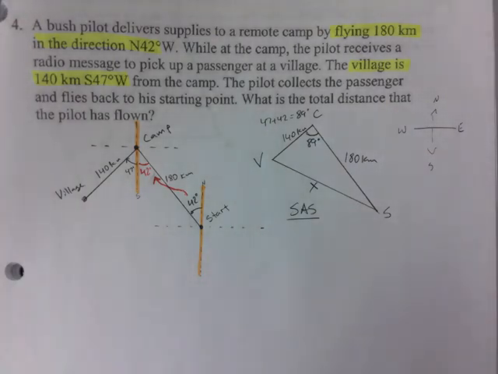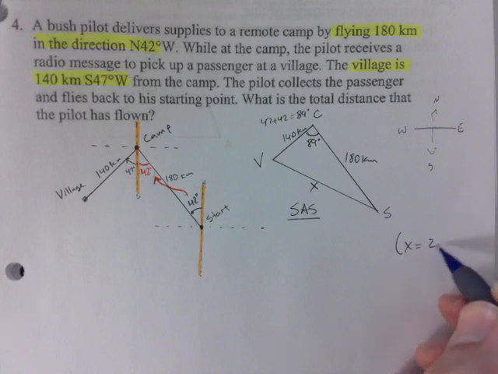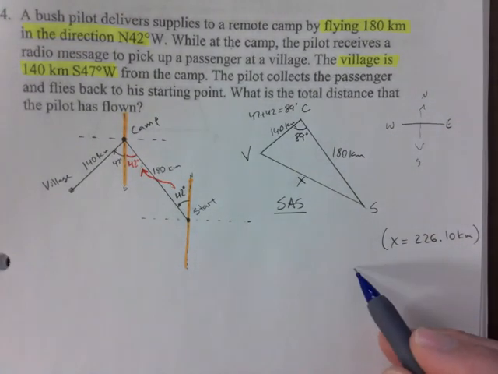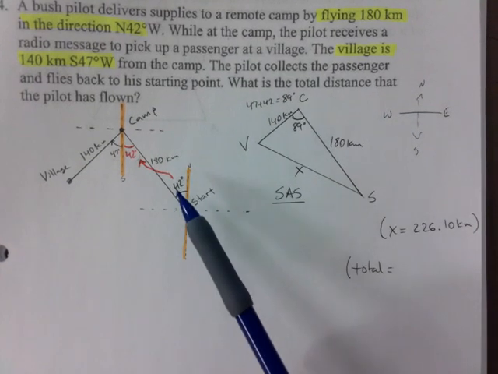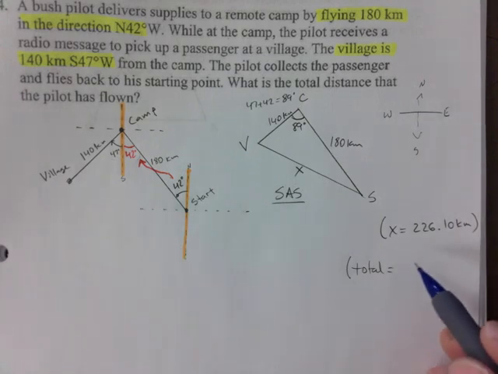Here it is. So x, I'm just going to give you that x is equal to 226.10. Okay, but how would you find the total distance traveled? Well, you just add up 180, 140, and then the distance back. So the total is 546.10 kilometers.